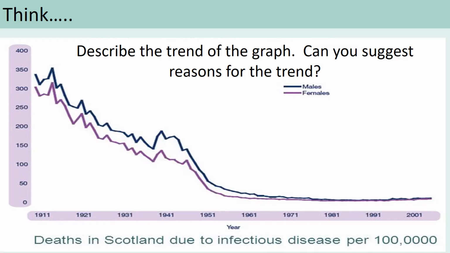Okay, so here is a graph. And you can see it is showing the number of deaths in Scotland due to infectious diseases, so that's bacterial and viral, per 100,000 people. This starts off at 1911, and the rates are considerably higher than what we have now. It only goes up to 2001, but it's pretty much plateaued at that point. You might also notice that males are more affected by infectious diseases, and that's actually the same for COVID-19. The evidence suggests that it has a bigger effect on men than it does on women.